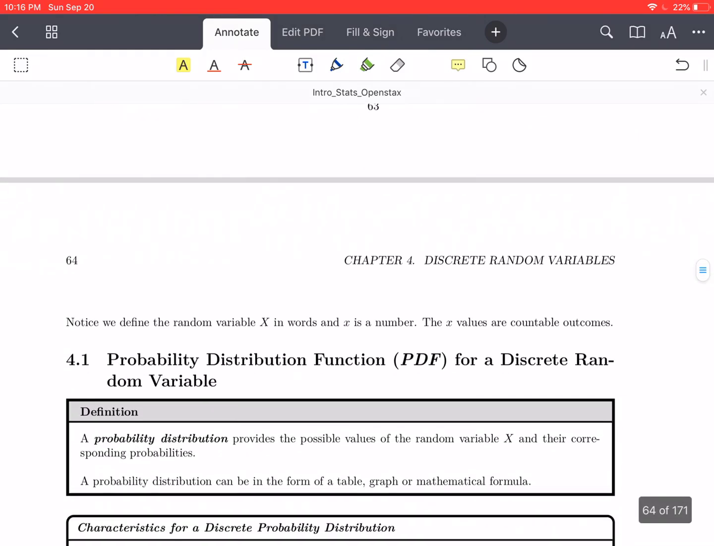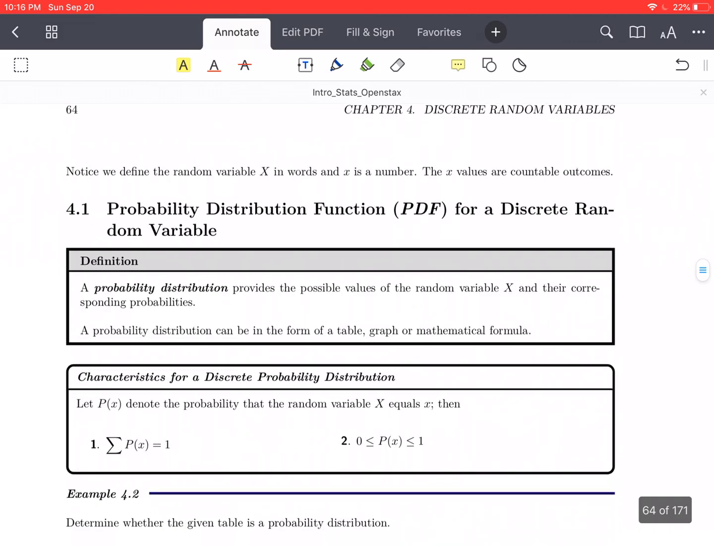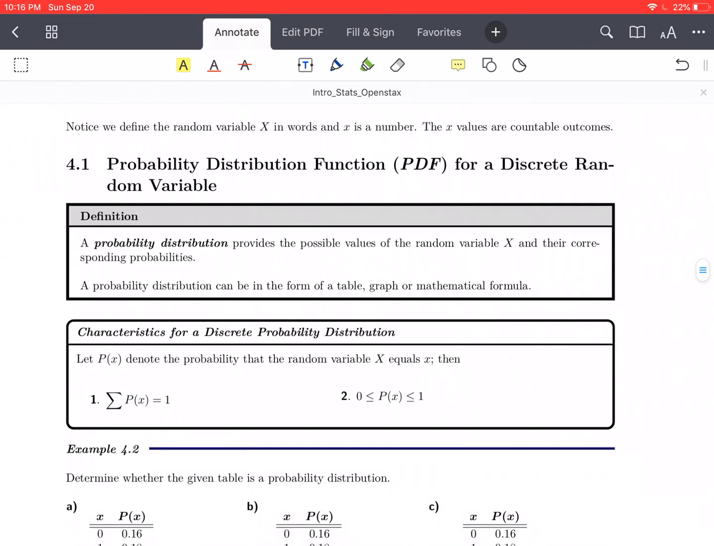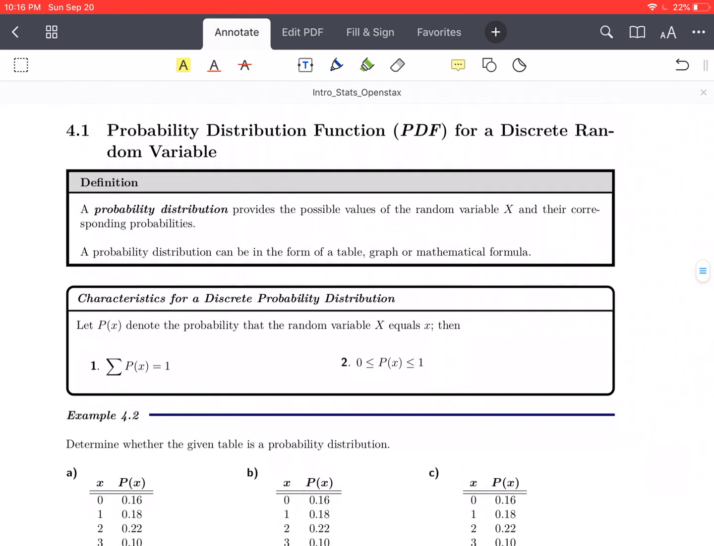So into section 4.1, probability distribution function, or PDF, for a discrete random variable. So a probability distribution provides the possible values of a random variable x and their corresponding probabilities. It can be given using a table, a graph, or a mathematical formula.